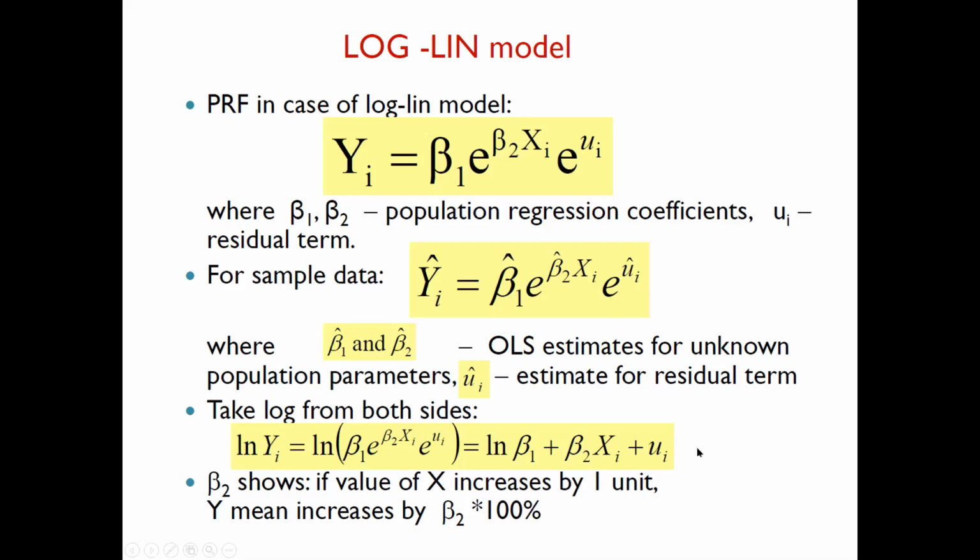So we are taking log on both sides. Here, this is the left-hand side, LHS, and this is the right-hand side. So log yi is equal to log beta 1 e to the power beta 2 xi, then e to the power ui. On further processing, what we have is log beta 1 plus beta 2 xi plus ui.